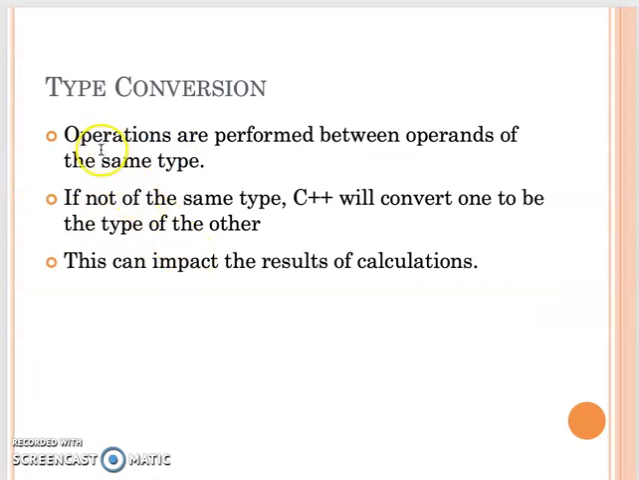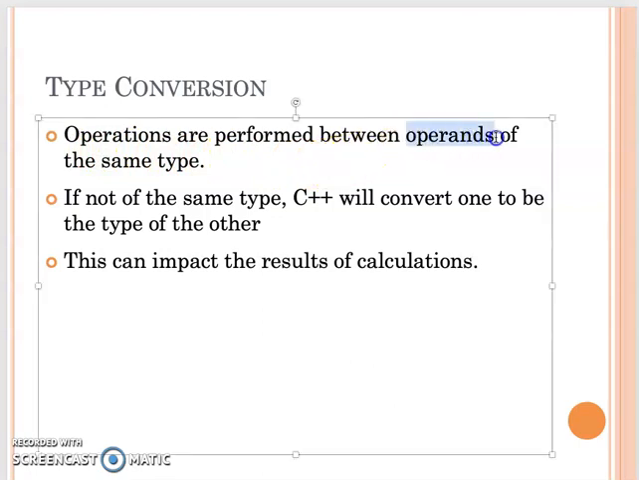A lot of the time when we do some operation, it is performed between operands of the same data type. For example, 5 divided by 3 in C++ equals what? Actually, it's not equal to 1.66. It's equal to 1. The reason is you have integer divided by integer, so afterward the data type is still integer. So that's why we need to talk about the data type.